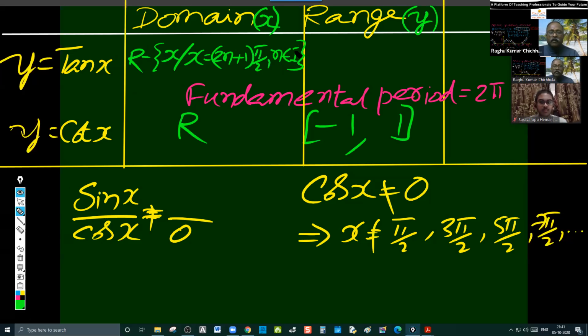Okay. So now, what about the range? Range will be any set of real numbers. It takes every real number. Because if you see the tan values, tan of pi by 2 is plus infinity, tan of minus pi by 2 is minus infinity. That means it gives you all the values. Tan 0 is 0, tan 30 is 1 by root 3, tan 45 is 1, tan 60 is root 3, tan 90 is undefined. Similarly, tan of minus 90 is also undefined.